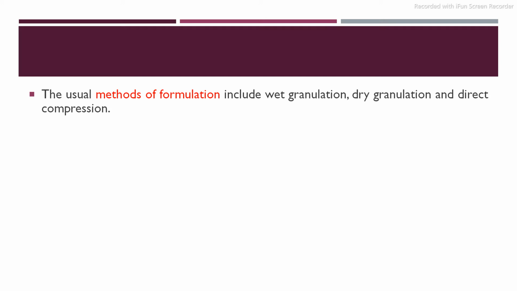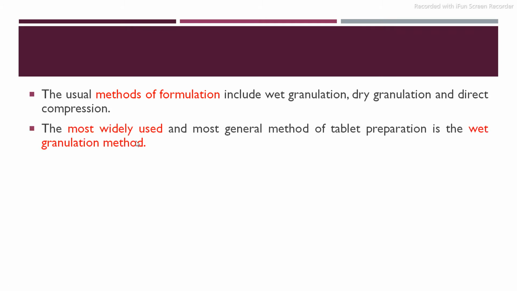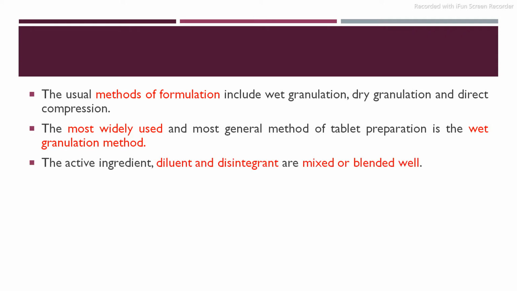And in order to convert it into granular form, there are various methods of the formulation like dry granulation, wet granulation and the direct compression. So these are the three methods of granulation, and the most widely used method for the granulation is the wet granulation method. And what is this wet granulation method?